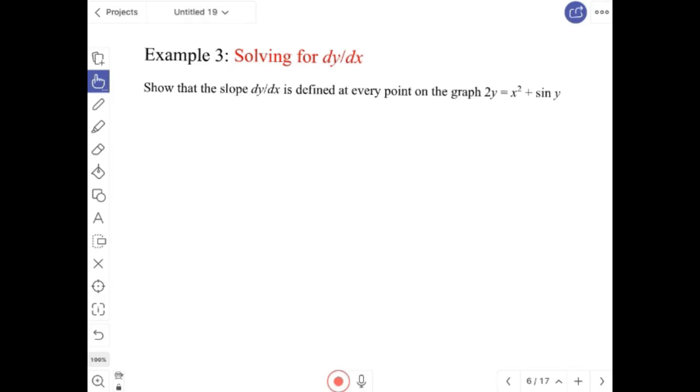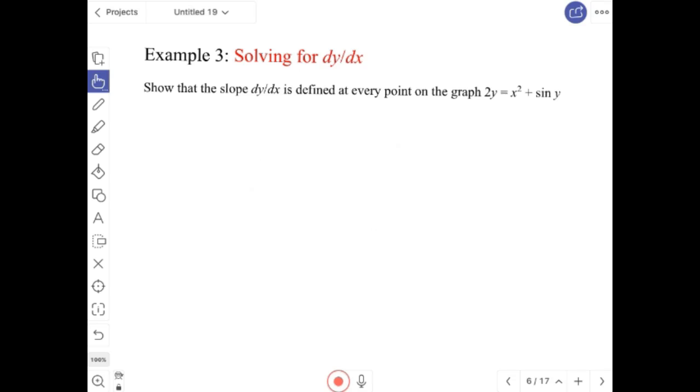All right, so to calculate the derivatives of other implicitly defined functions, we proceed as in examples 1 and 2. We treat y as a differentiable function of x and apply the usual rules to differentiate both sides of the defining equation. So in this example, we have a y on either side of our equation. So I'm going to show you how we're going to solve this using implicit differentiation. We're going to show that the slope dy/dx is defined at every point on the graph.